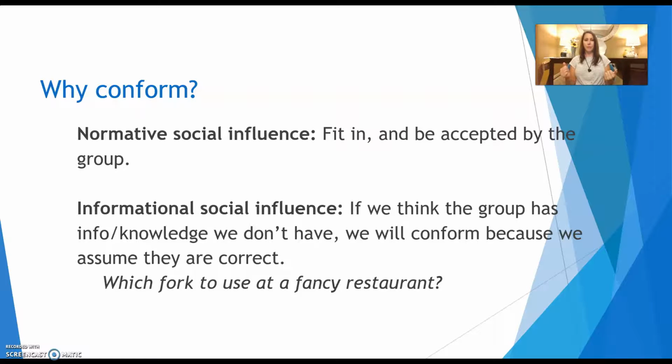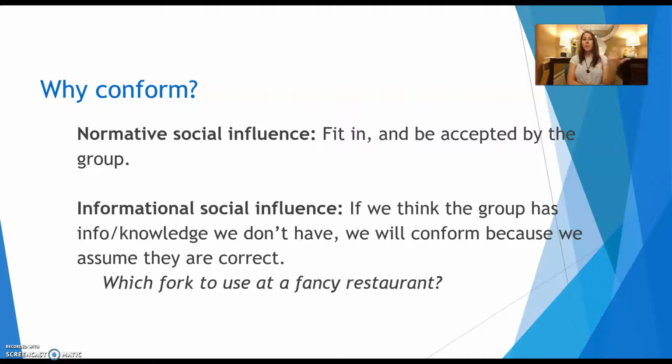that says something else. The other one is informational social influence. You think that the group has some information or knowledge that you don't have. So you're going to conform because you assume they're correct. So this would be the person sitting there thinking, I must have misunderstood the instructions and everybody else heard it right. They must know something that I don't know. So I'm going to go along with that.